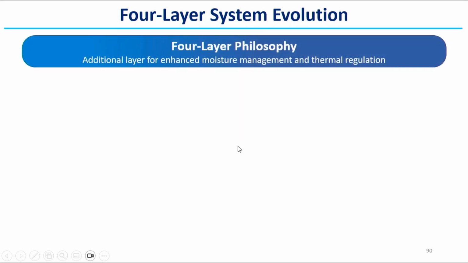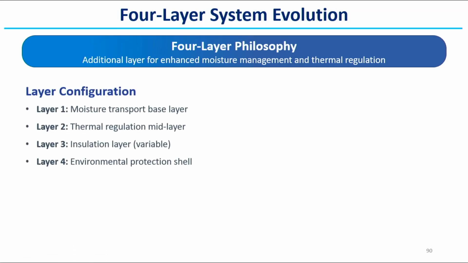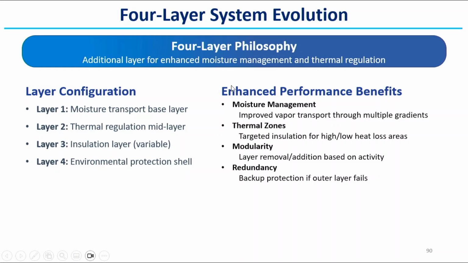So, all these accelerated aging methods are incorporated in testing. And let us see the 4 layer system evaluation. Earlier it was a 3 layer, now an additional layer for enhancing moisture management and thermal regulation is incorporated. A moisture vapor transport base layer is used, a thermal regulation middle layer, an insulation layer which is variable, and an environmental protection shell. Here the main advantage is that it enhances the performance.